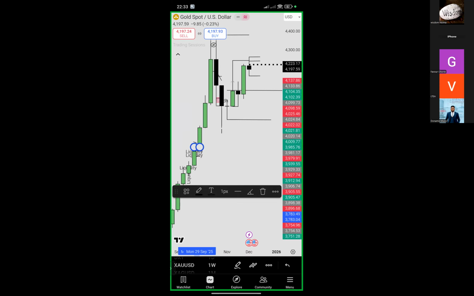Those don't matter. So basically, remember, this line is the 50% of that last month candle, right? You can just leave it in, but probably price will not get there. If it gets there, it's a bonus anyway.